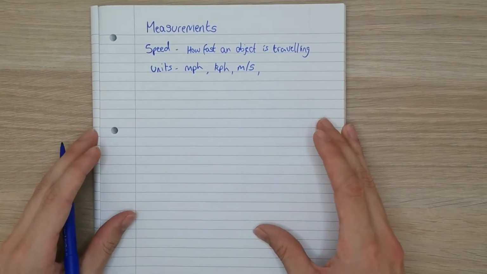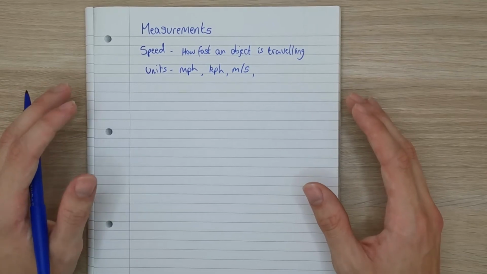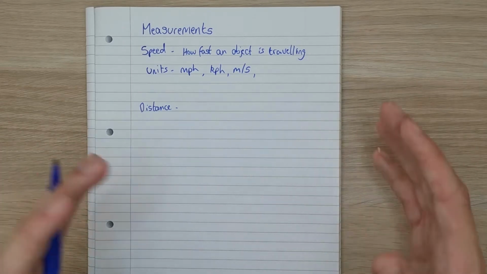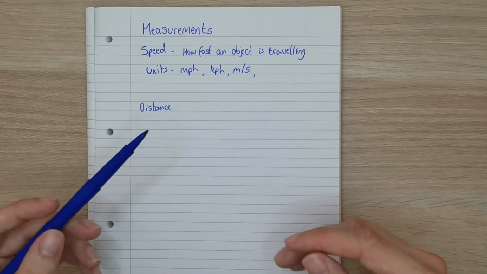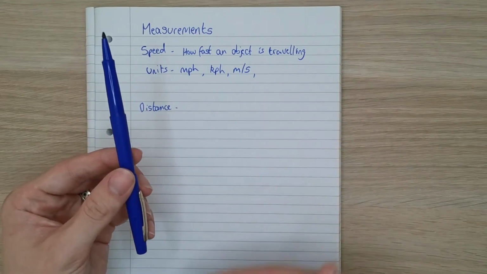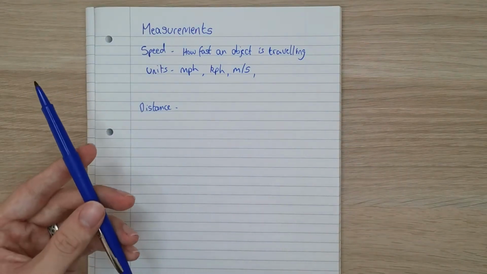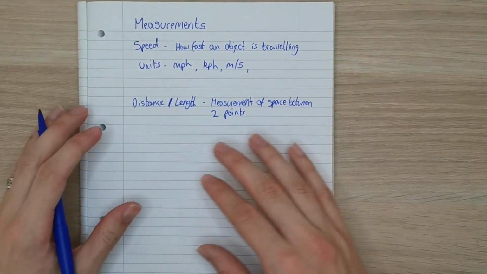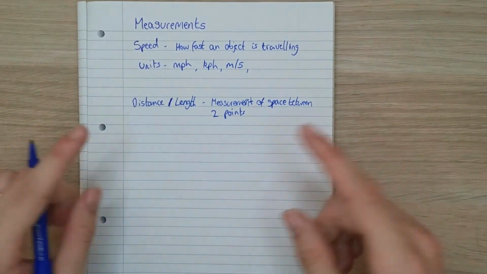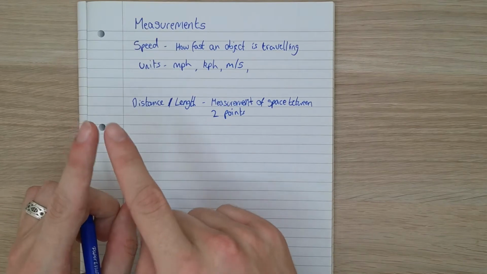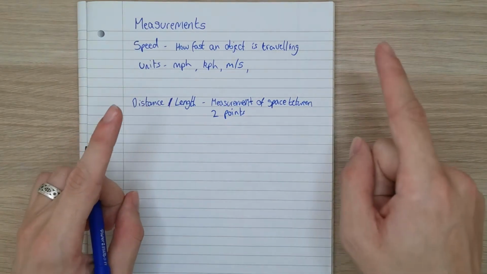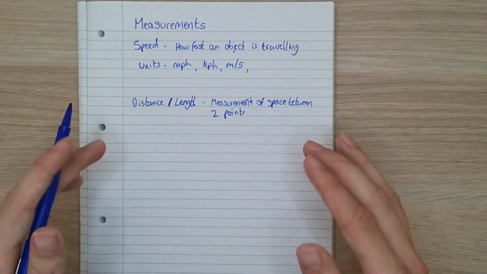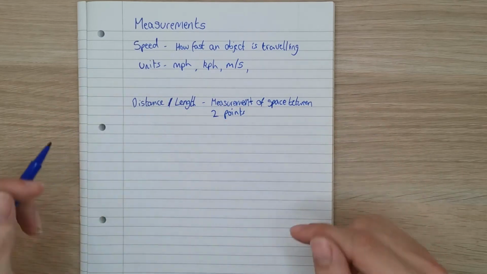So speed is the measure of how fast an object is traveling. Distance is the measure of how long something is. So distance and length are essentially the same thing. The length of a ruler is 30 centimeters. It's also the distance of the ruler, from one end to the other, is 30 centimeters. So it's the same thing. Distance is the measure of space between two points. It can be more if you want to do the distance from here to here to here, then that would be three points. You could do as many points as you want, but it's the distance between a certain number of points. Often it is from A to B. How far is that distance?